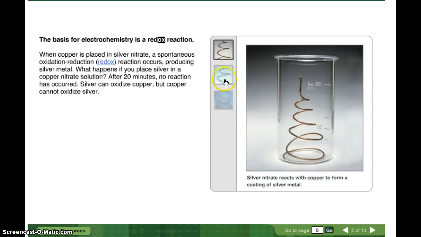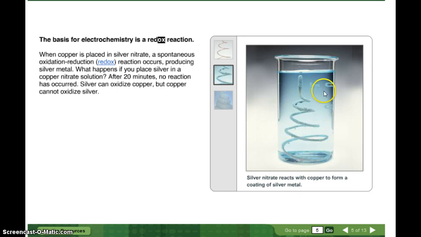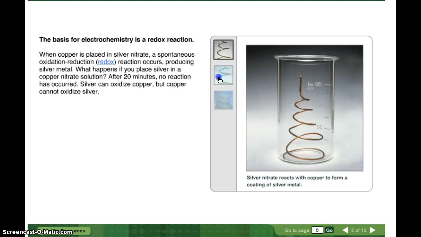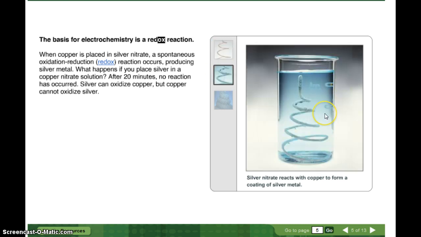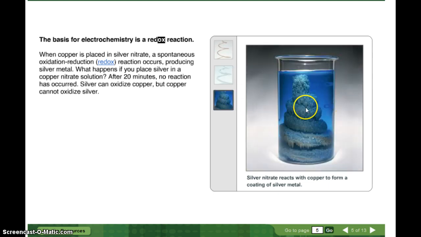So we have our wire, and then we put in the solution. Okay, so we put in the silver nitrate. Our wire is copper. This blue liquid is silver nitrate. And what happens is the silver basically comes out of the blue solution and goes on top of the wire. So that's all pure silver sitting on top of it. That's pretty cool, isn't it?